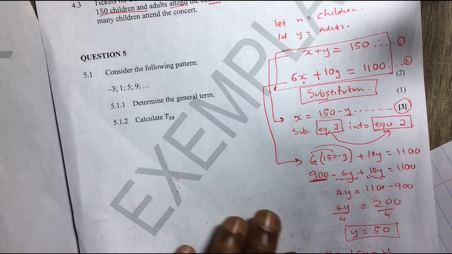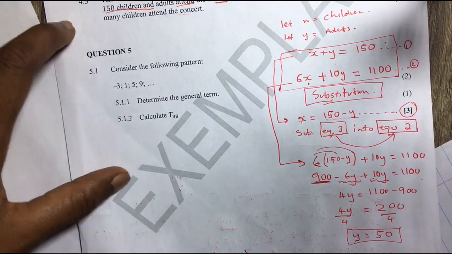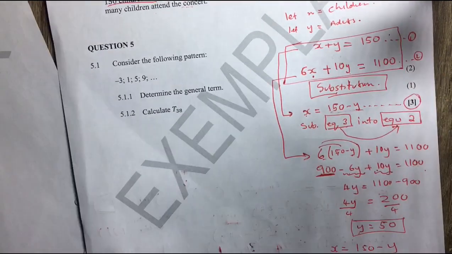So this one is fairly easy. Question 5 was 3 marks, imagine. It's a patterns question. Now, let me just check.